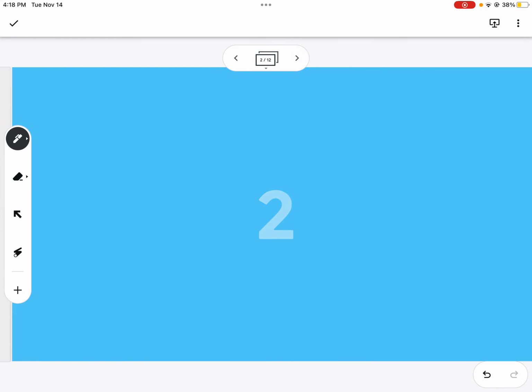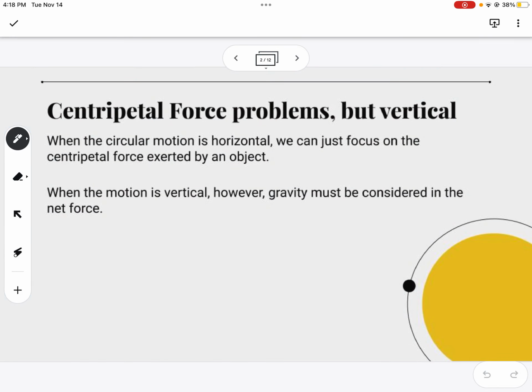All right, so the first thing we need to chat about is these types of problems. Yesterday we had a few problems where we were talking about horizontal circles, like maybe you saw that word in some of the problems. So picture someone swinging a lasso around, right? That would be kind of a horizontal circle like that.